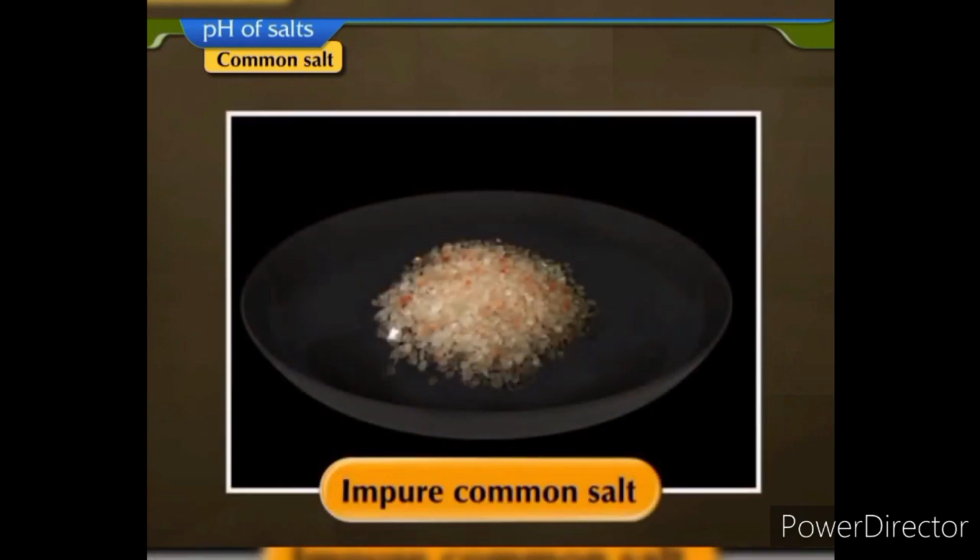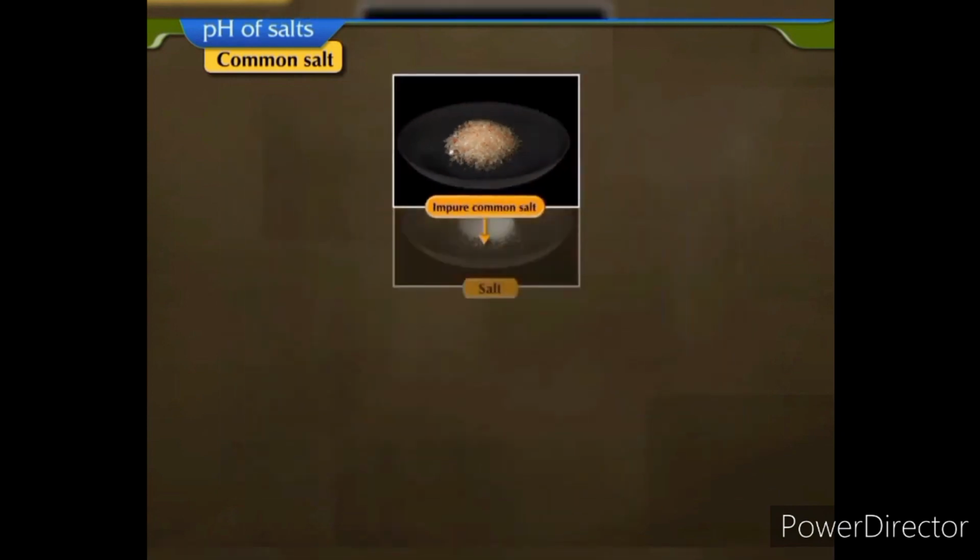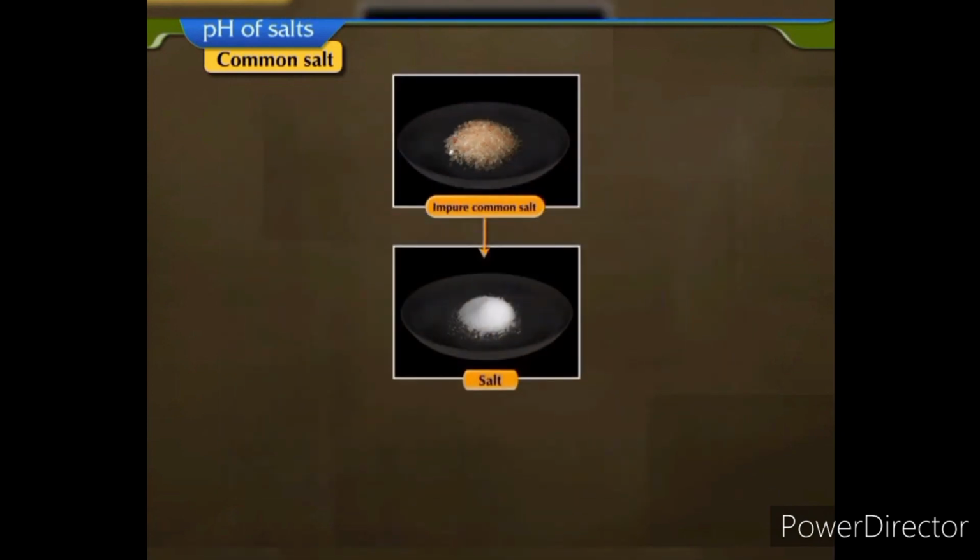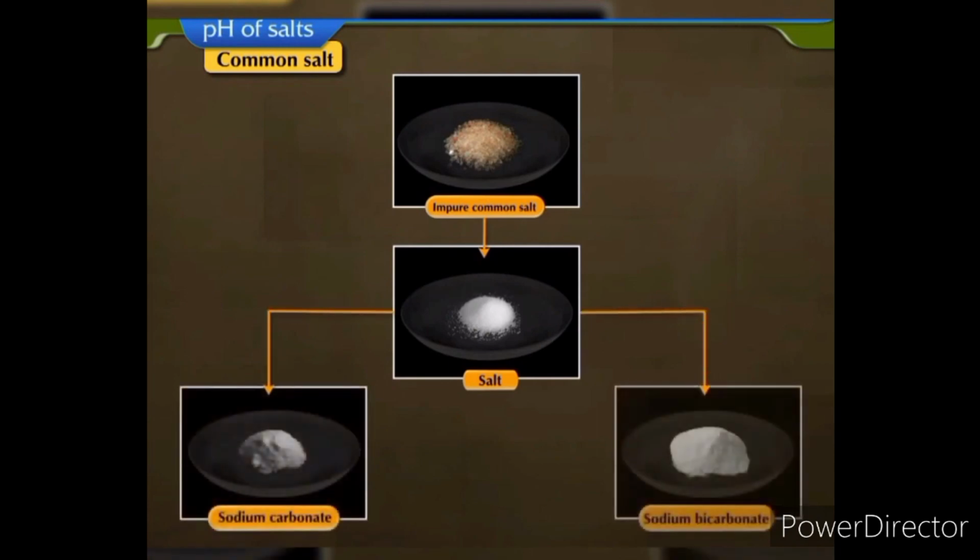Impure common salt is brown in color. It becomes colorless and crystalline in nature after it is purified. It is an important raw material in the manufacture of various chemicals like sodium carbonate, sodium bicarbonate, etc.